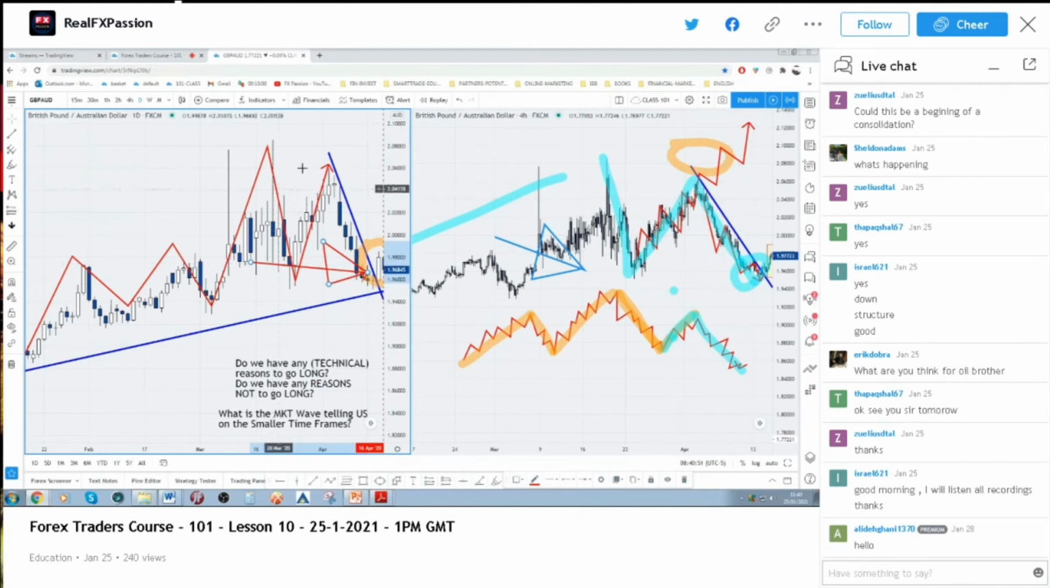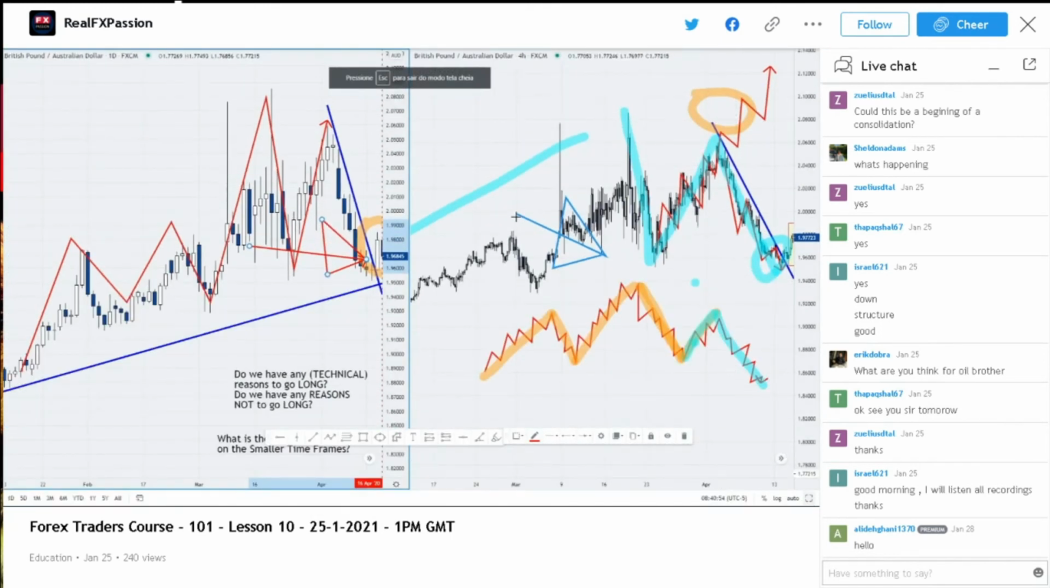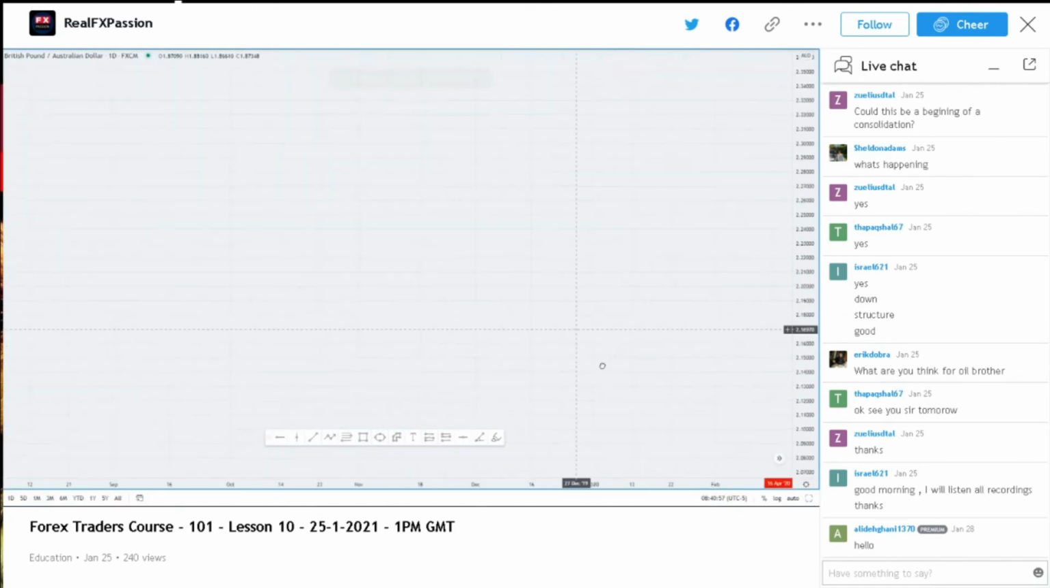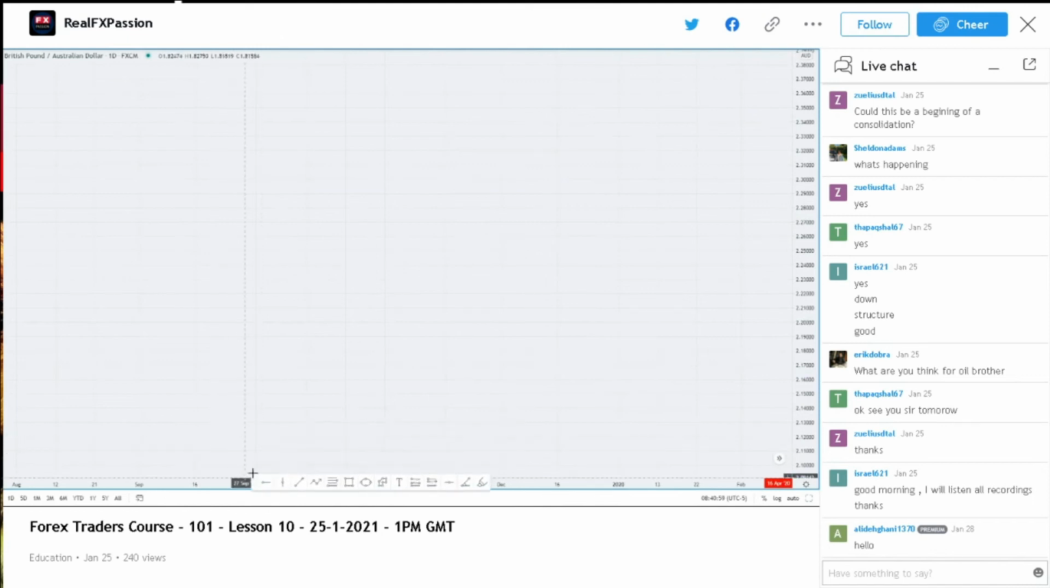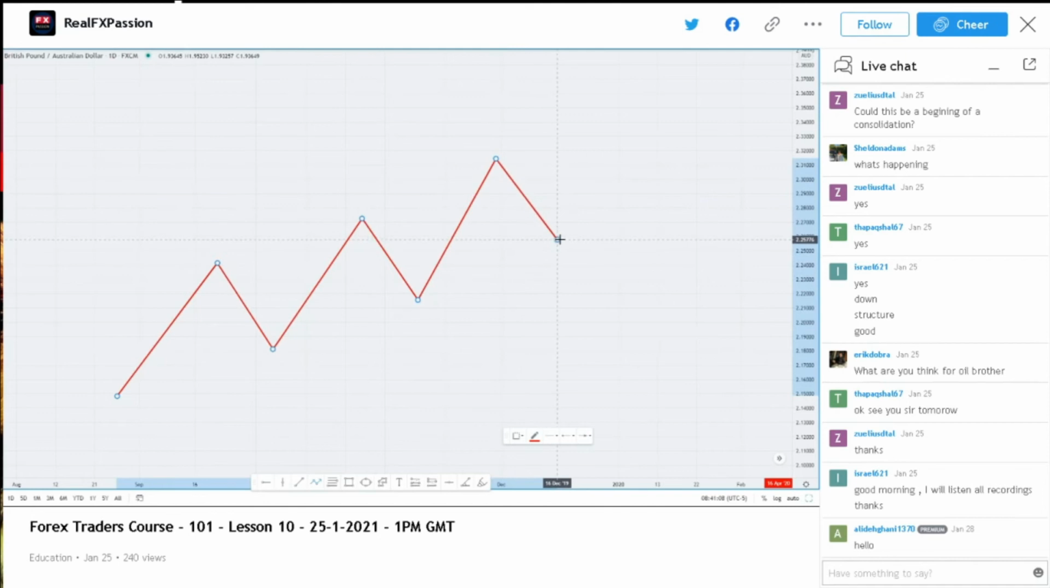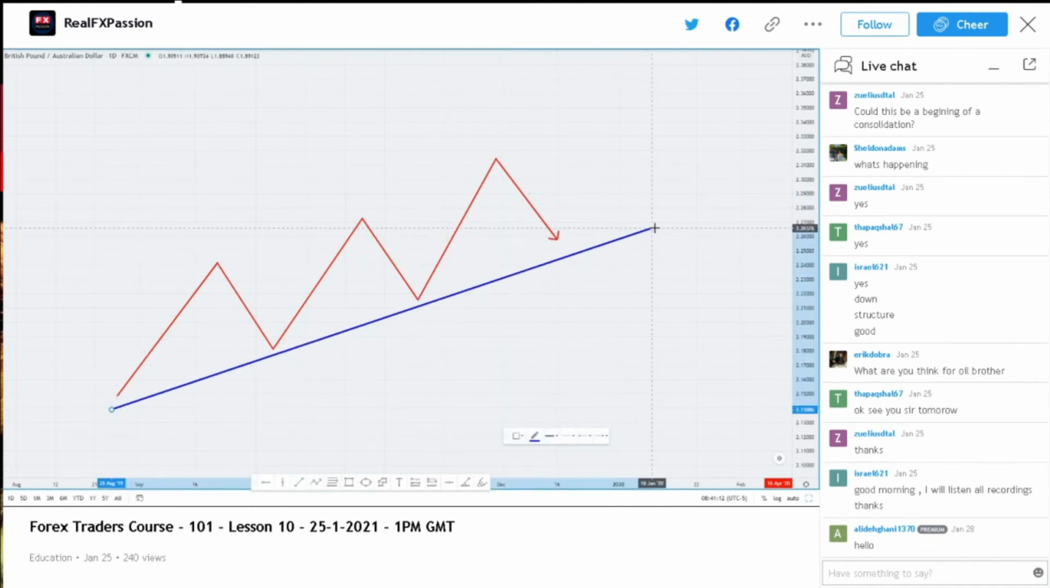Passion, I don't understand. Great. No problem. Just go step by step. Daily time frame, everybody. This is the daily time frame, okay? And this is the uptrend line.